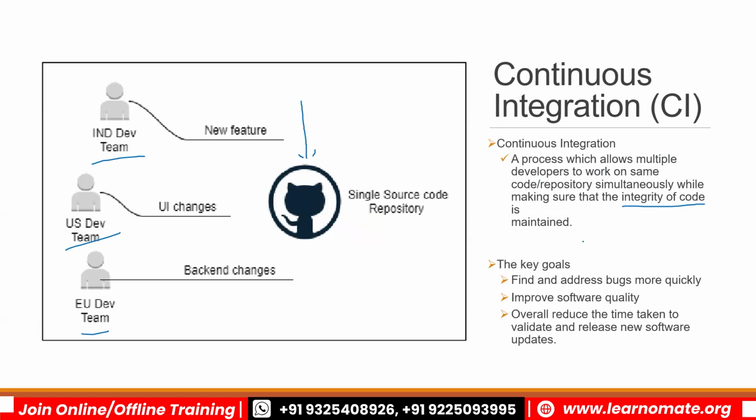Okay, what are the major things you want to achieve? You want to make sure you don't have any bugs in your code, the software quality is maintained, and it helps you reduce the overall time to validate and release new application software. That is the use of your CI.